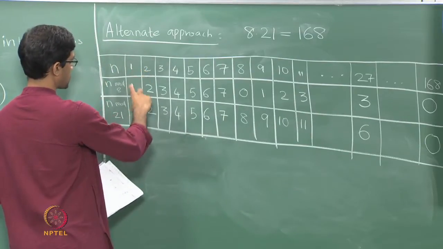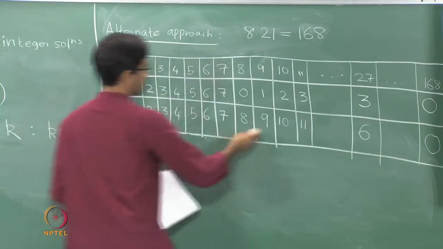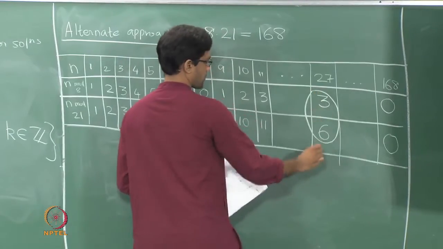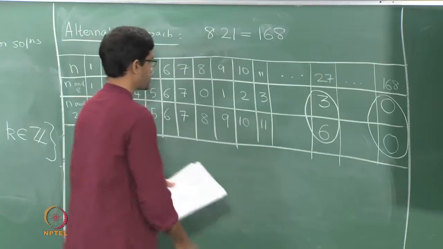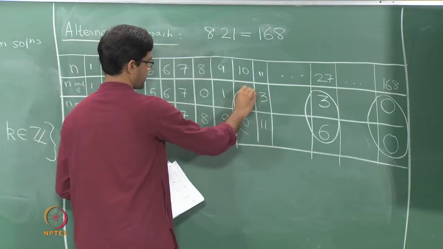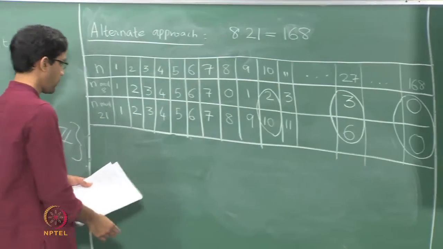So the number 1 is sort of encoded by the pair 1, 1. 2 corresponds to 2, 2. And so on. So 27, for instance, corresponds to the pair 3, 6. 168 is the pair 0, 0. Okay, so I'm sort of encoding each number by the pair of remainders that I get on division by these 2 fellows. Okay, so think of it as some kind of code.